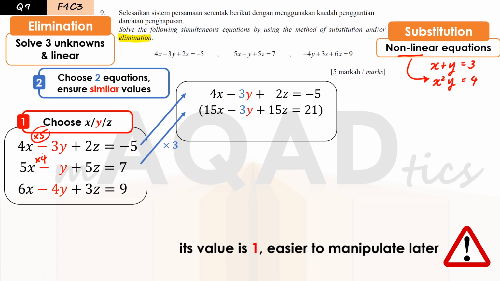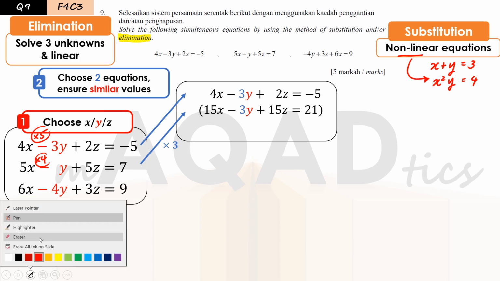As you can see, if you compare these two ways, which one is easier? Of course it's this one, right? Because you only need to manipulate one equation only. You don't have to manipulate two equations. So that's why I choose the unknown that has the value 1, which is y. Okay, so coming back to here.